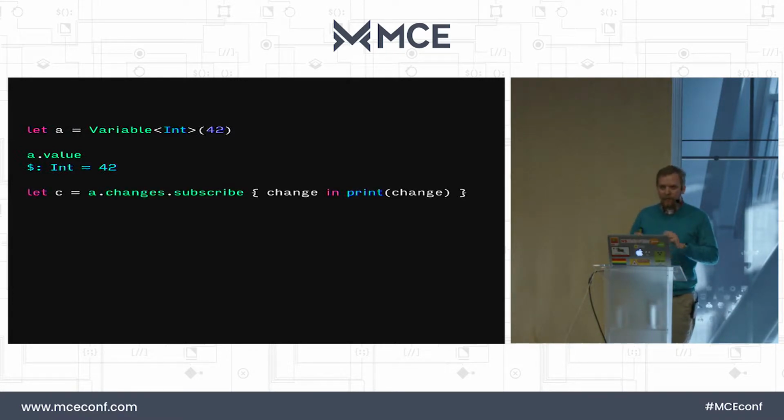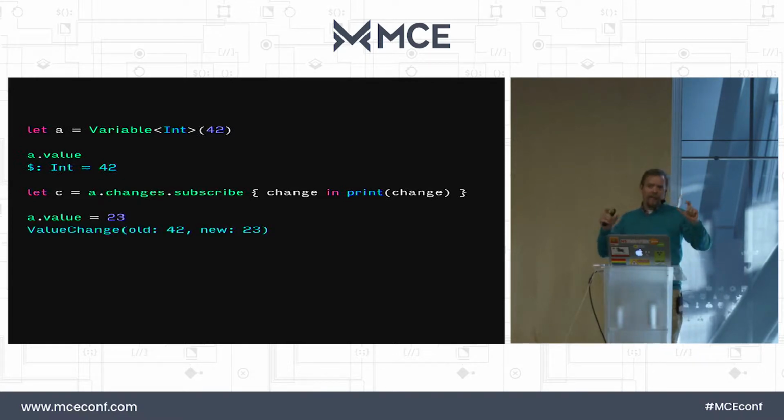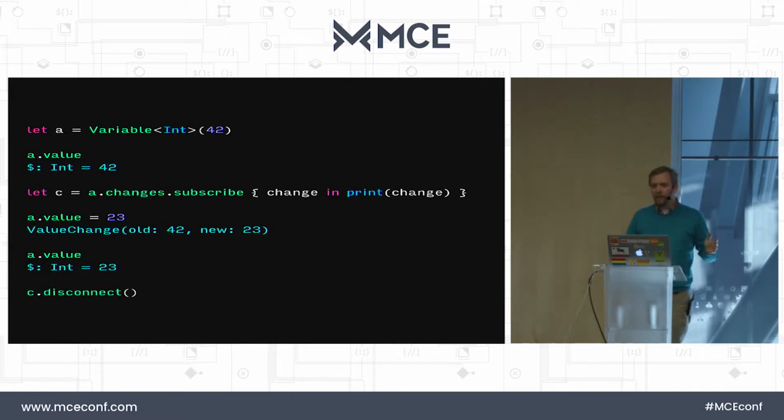In this case, we are using a closure that just prints the change onto the console, so that whenever we set the value, we get a single line on the debugger describing the change. We set it from 42 to 23, so that's exactly what we get back. All right. Obviously, if we set the value, the new value, the value property will reflect that change as well. And if we get bored with these notifications, we can always disconnect the connection between the closure and the variable itself.